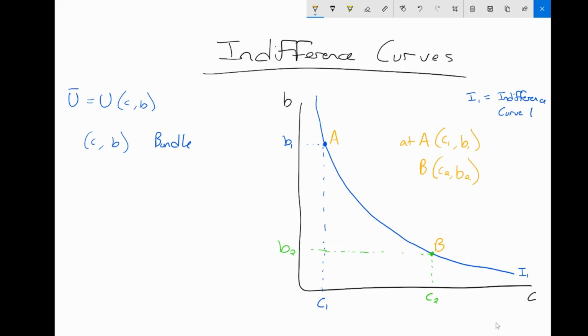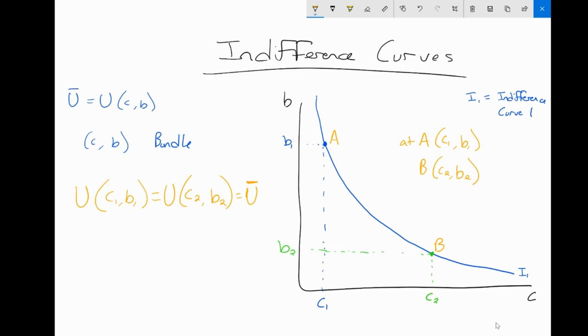Now what we would say is that the utility that the agent gets from this combination, C1, B1, is equal to the amount of utility they get at the bundle C2, B2, and it equals some fixed amount of utility that we call U bar. Because they both lie on the same indifference curve, the agent gets the same amount of utility from both bundles on this indifference curve.